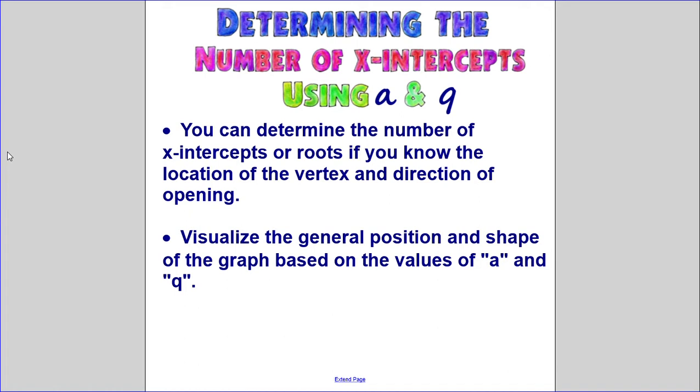Hey everyone, welcome to our next section. Here we're going to be going through determining the number of x-intercepts, and we're going to be mostly using this idea of A and Q.